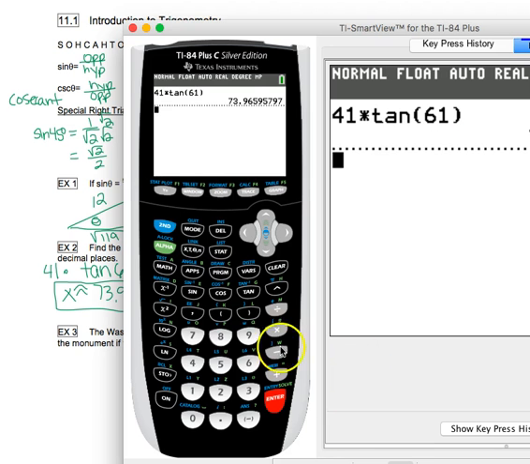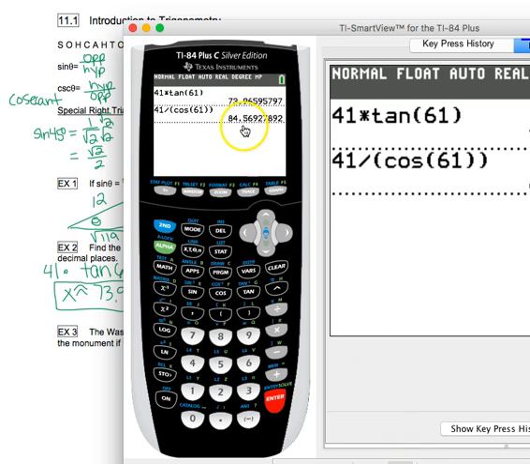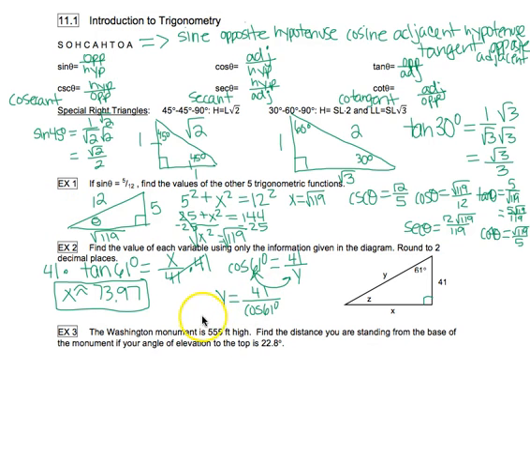So I go to my calculator, 41 divided by, now enclose this in parentheses, cosine 61, and then since it opened a second parentheses, I need 2 sets. And I get 84.57 if I round to 2 decimal places. So 84.57. And these are lengths here. Oops, I wrote x again for some reason.